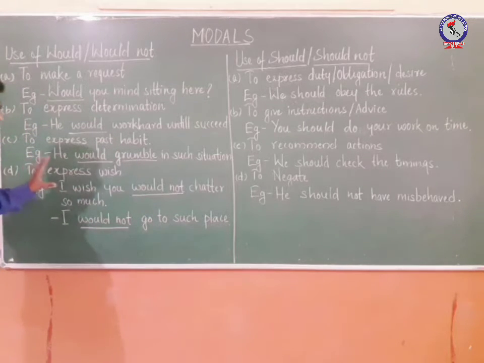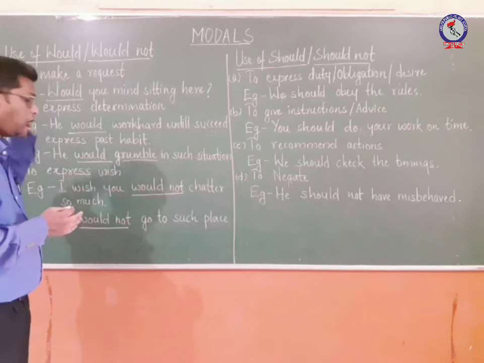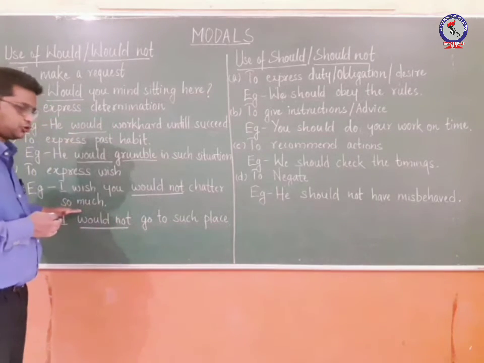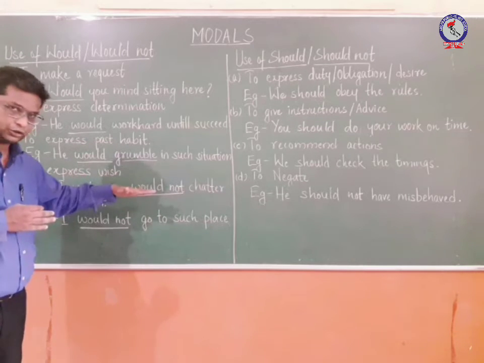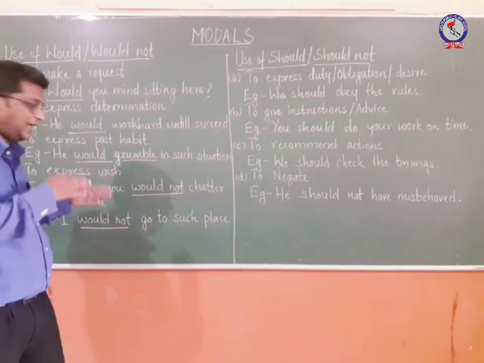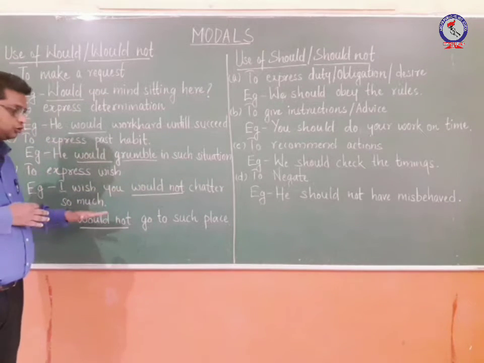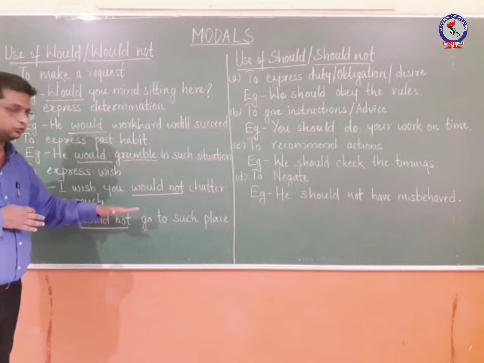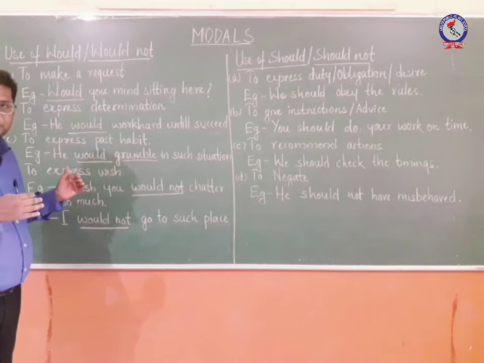Now, to express a wish. Whenever we are expressing our wishes, we can make use of would or would not. Both. I wish you would not chatter so much. Now, this comes in negation, that means negative. Would not. What is the wish? That you should not chatter so much. Second, I would not go to such a place. This is the wish that he will not go to such a place.